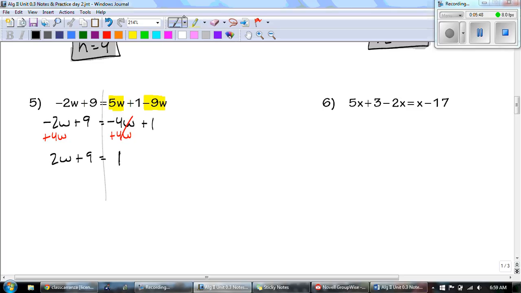Okay, so now that we've done that, it's just SADMAP, subtract the 8. Oh, sorry, why did I subtract 8, Mr. Grice? I already did it in my head. We're subtracting 9 and the answer is negative 8. Sorry. Okay, and then divide by 2. We get w equals negative 4.